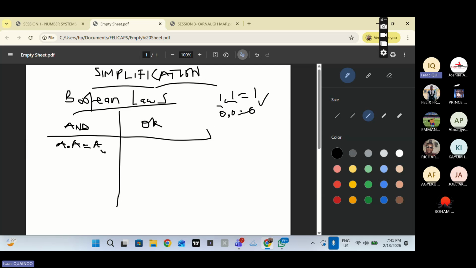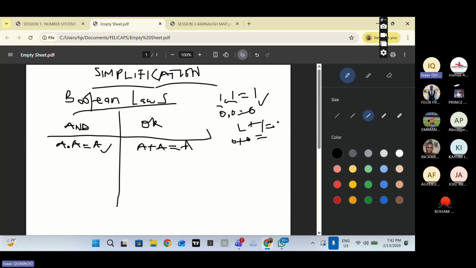So that is the justification for this here. And then when you come to OR, you are saying that A or A or A is also going to give you your A, which is the same as your input.